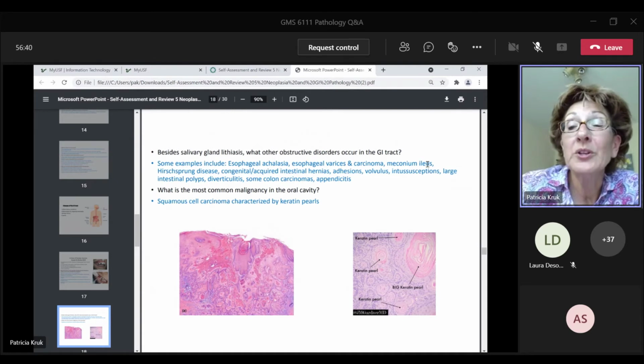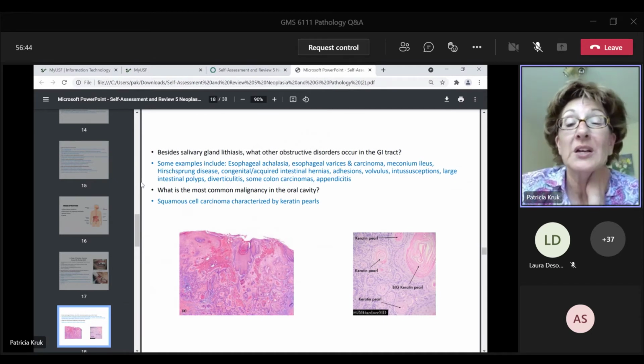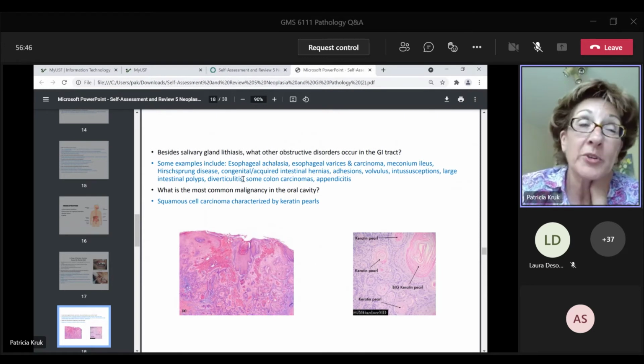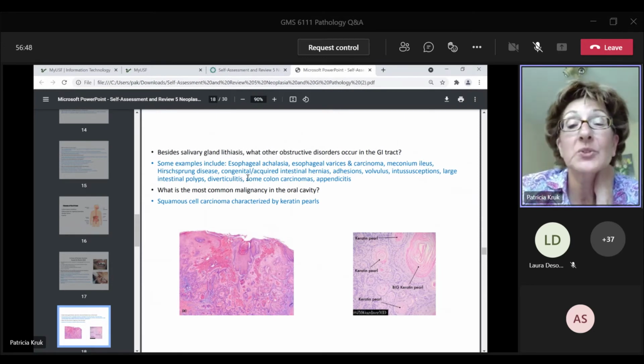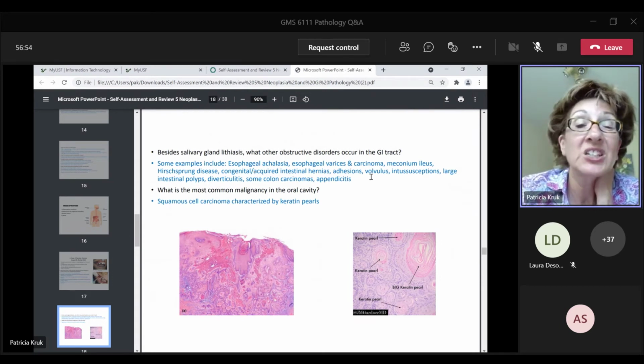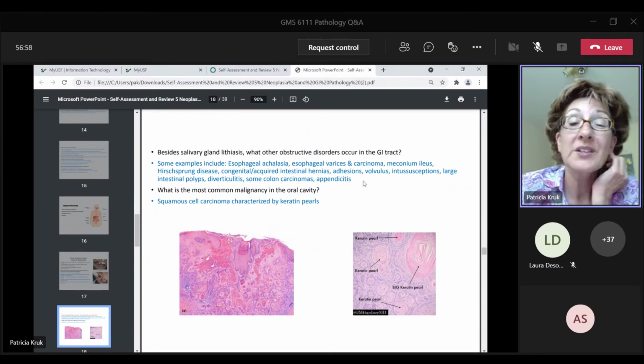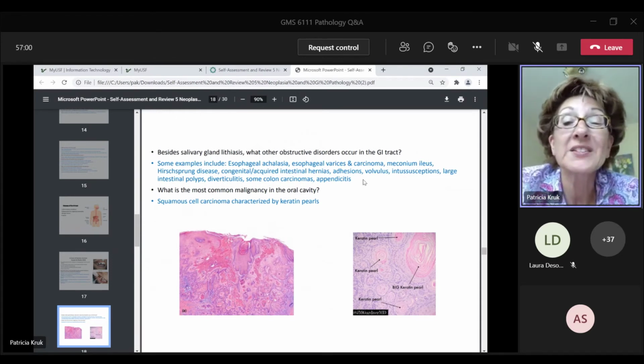Meconium ileus, we talked about that. A disease called Hirschsprung's disorder. There are a number of anatomical disorders that are either inherent, born with as congenital, or acquired, such as hernias, adhesions, large polyps, and diverticulosis, colon carcinomas, a number of things that can cause obstructions.